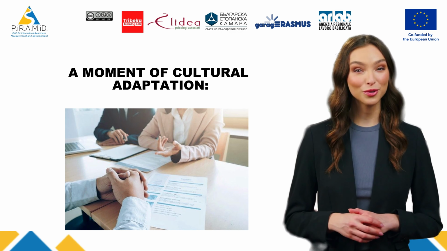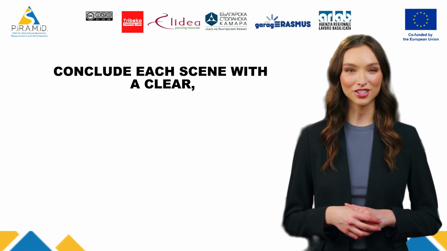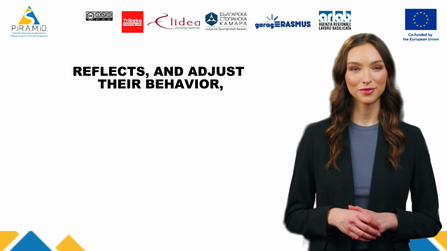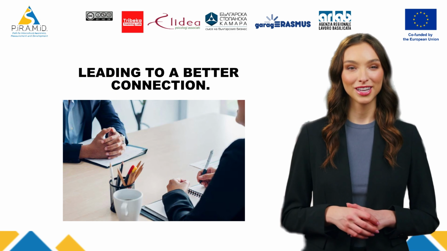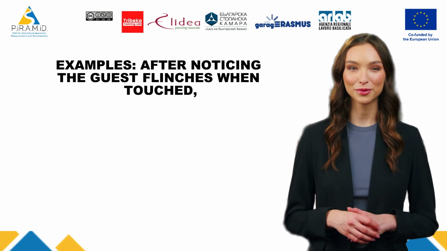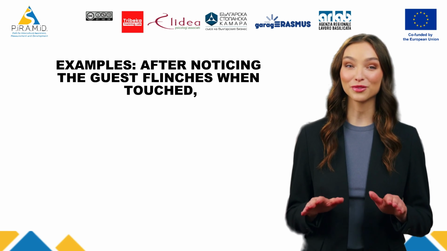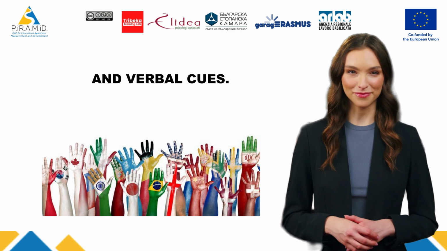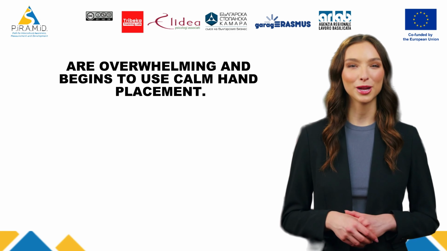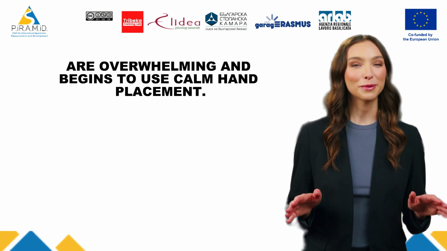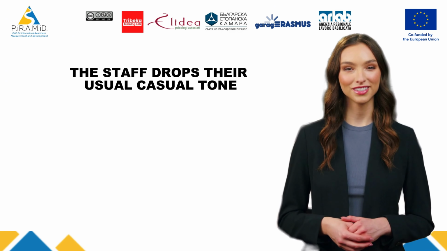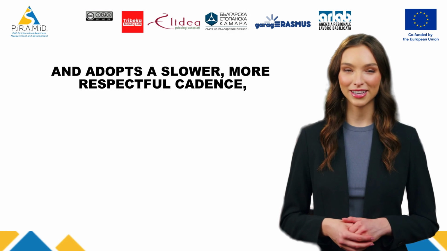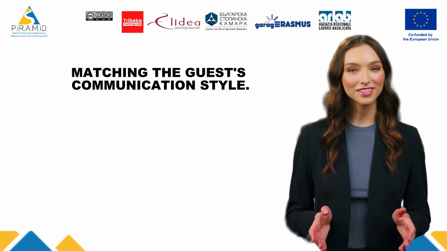A moment of cultural adaptation. Conclude each scene with a clear, positive shift. The staff member recognizes a cue, reflects, and adjusts their behavior, leading to a better connection. Examples: after noticing the guest flinches when touched, the staff member switches to formal posture and verbal cues. The staff realizes that animated gestures are overwhelming and begins to use calm hand placement. The staff drops their usual casual tone and adopts a slower, more respectful cadence, matching the guest's communication style.